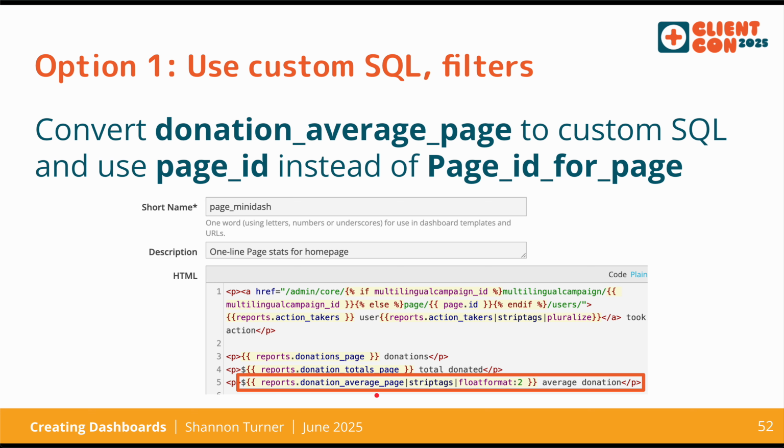So strip tags will remove the invisible formatting that exists on the output of reports.donations average page. And then removing that invisible formatting allows us to do math on the resulting number, which lets us use float format to say how many decimal places of precision that we want. In this case, we want 2 decimal places. You, of course, could do 0 decimal places, but I like 2. So I really recommend trying this out on your own just to see how it works.